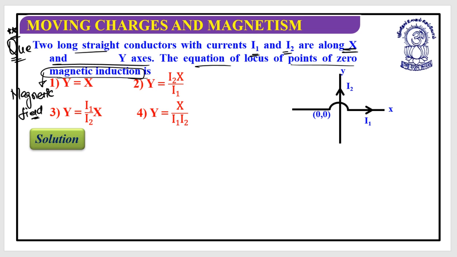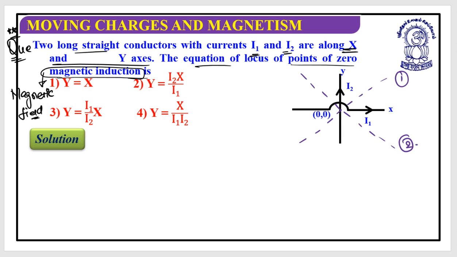Always assume that when two conductors are placed perpendicular to each other, then a zero locus will always be on the diagonals. This could be one of the possibilities, and this could be the other possibility. But other than this, there is no possibility of a zero locus.